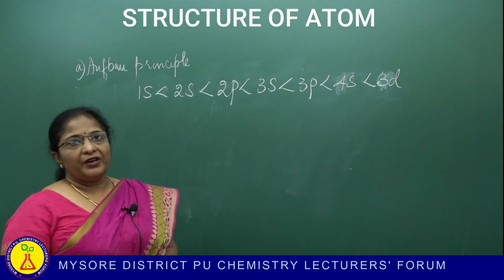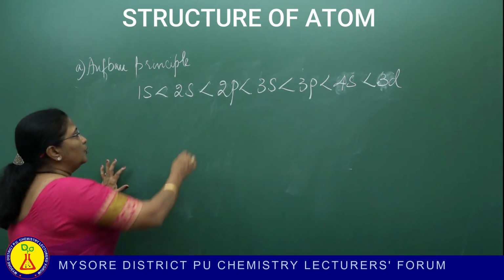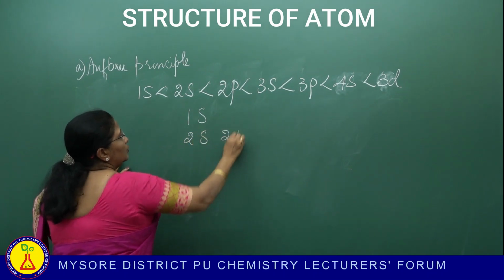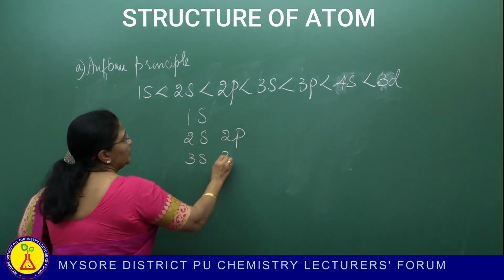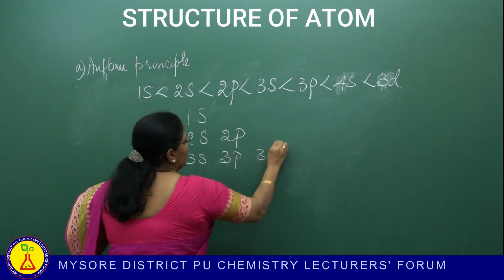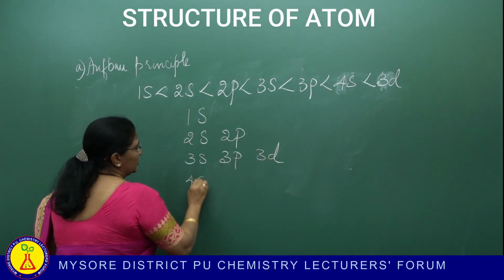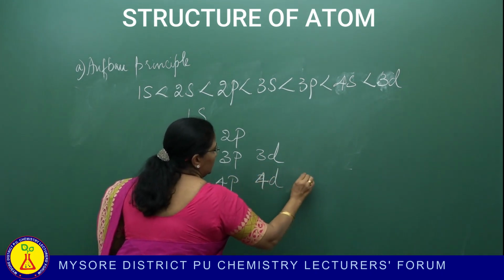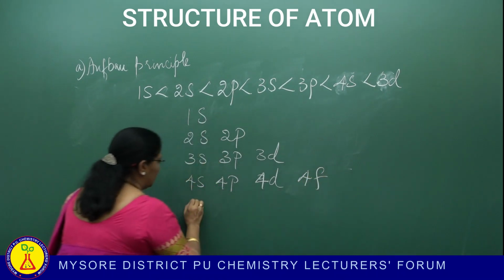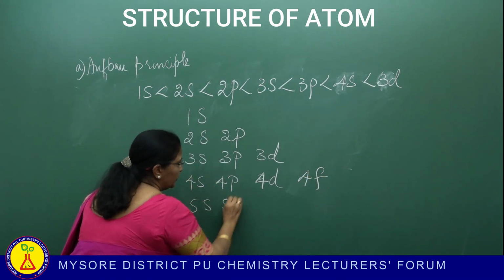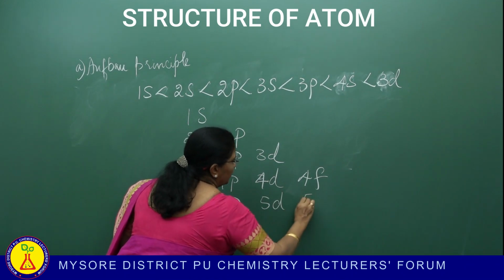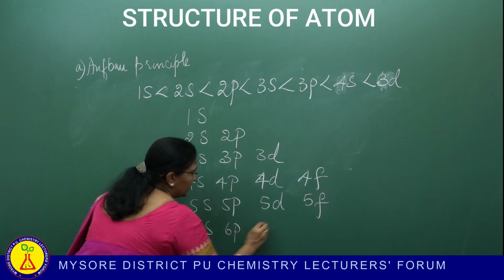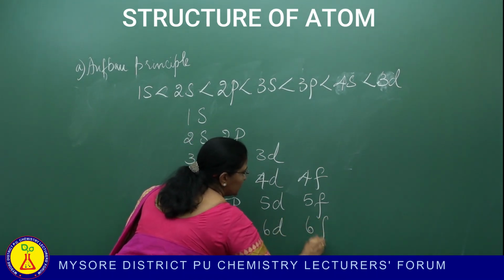But an easier way for you to remember would be writing the diagram like this: 1s, 2s, 2p, then you have 3s, 3p, 3d, then you have 4s, 4p, 4d, 4f, then you have 5s, 5p, 5d, 5f, 6s, 6p, 6d and 6f.